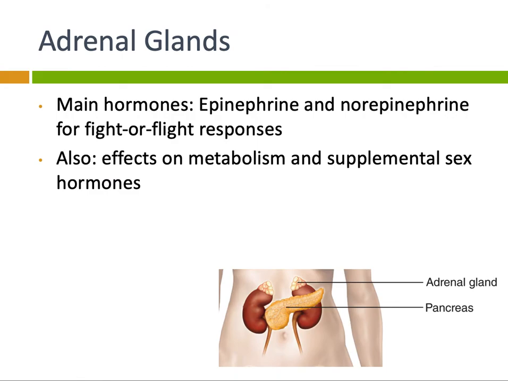The adrenal glands produce two main hormones, among other things, epinephrine and norepinephrine. These are used for fight or flight responses. So you may have heard of adrenaline before when we're talking about the adrenal glands. And yes, adrenaline is produced by the adrenal glands. And so you are going to see that adrenaline is epinephrine, right? So it's the same thing. So epinephrine, norepinephrine, fight or flight responses.